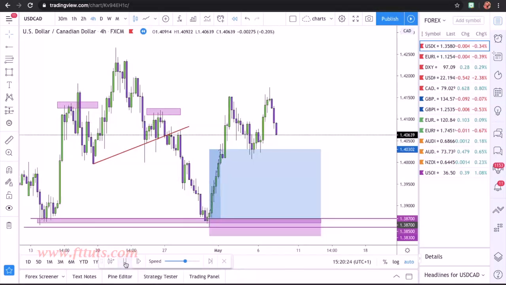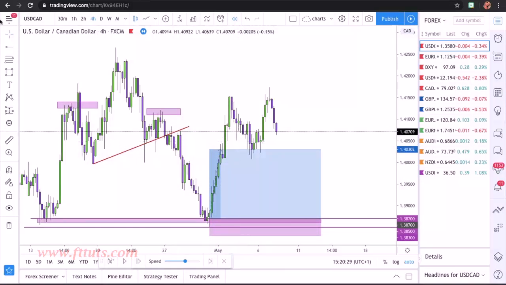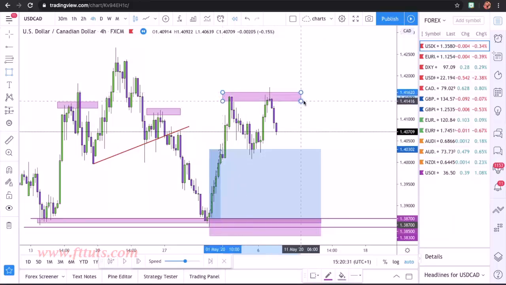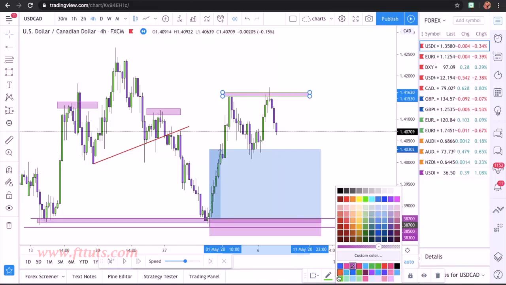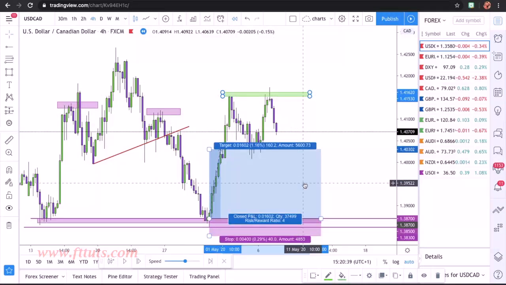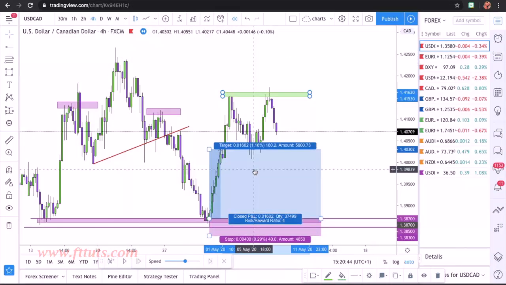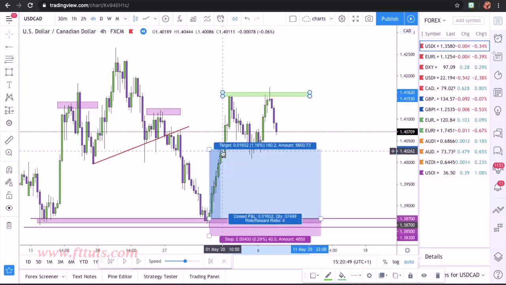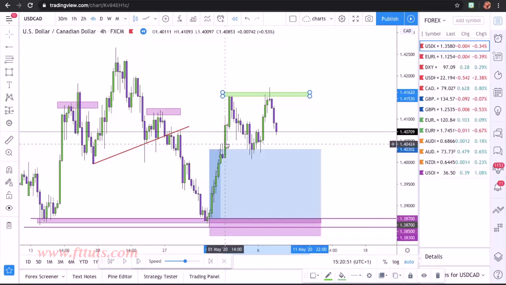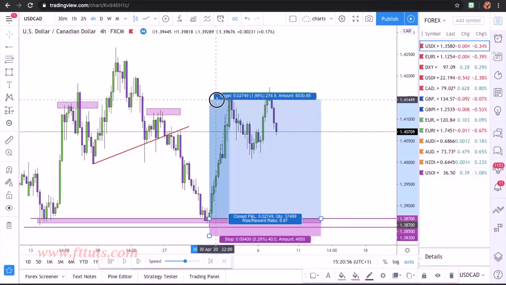Okay, so since we have resistance right here, like we formed a double top and also an M pattern, okay, so since we can see that price isn't going up to this structure, we can get out. So a couple things. Our target was up here and it just kept going, right? So you can extend your target to this area right here, okay?